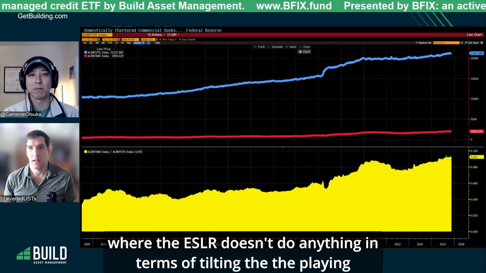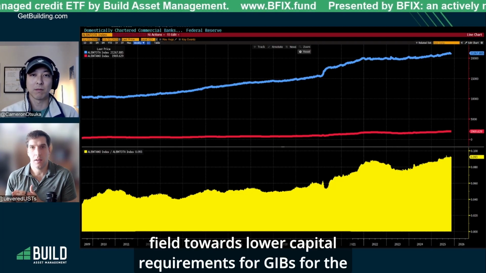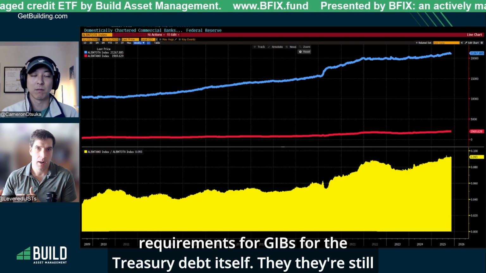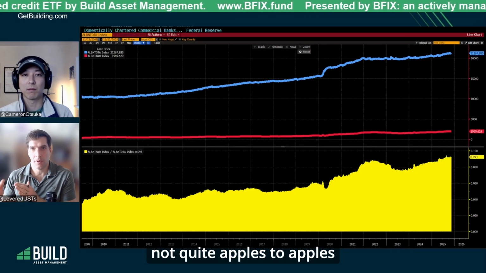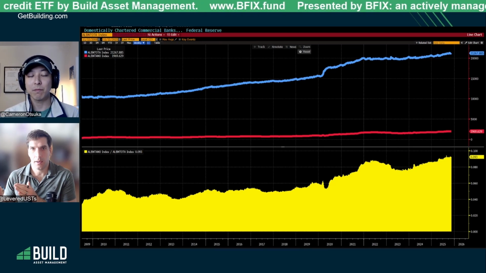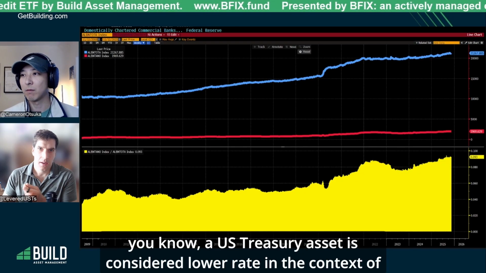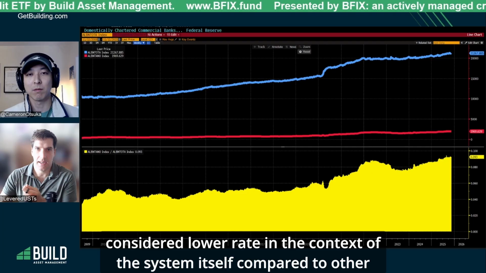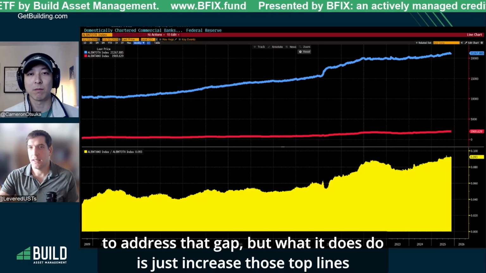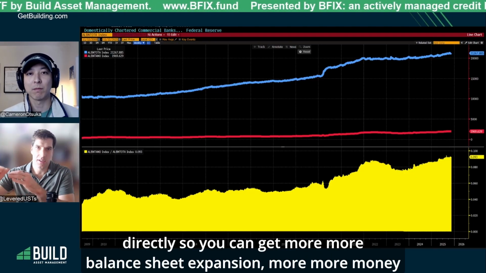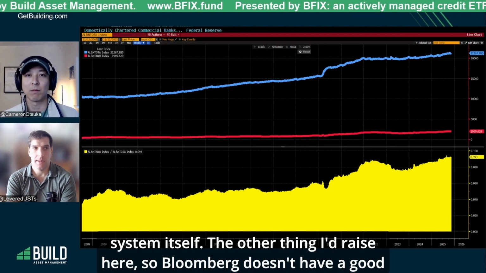And this is where the ESLR doesn't do anything in terms of tilting the playing field towards lower capital requirements for GSIBs for the Treasury debt itself. They're still not quite apples to apples themselves, right? A U.S. Treasury asset is considered lower risk in the context of the system itself compared to other credit lending. This doesn't do anything to address that gap, but what it does do is just increase those top lines directly, so you can get more balance sheet expansion, more money creation in the domestic financial system itself.